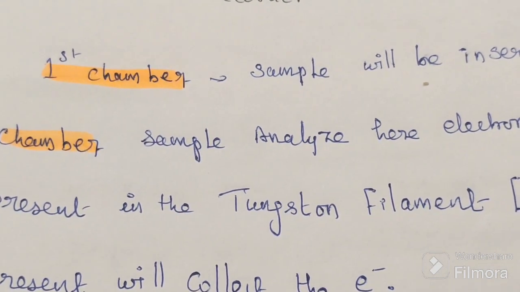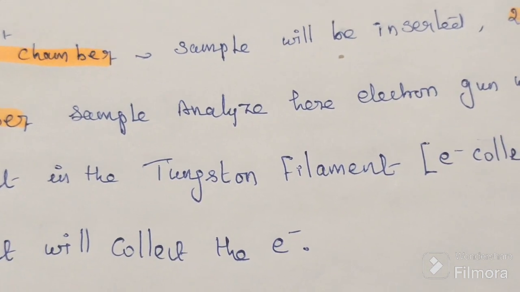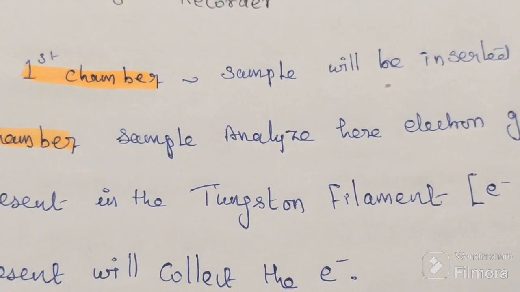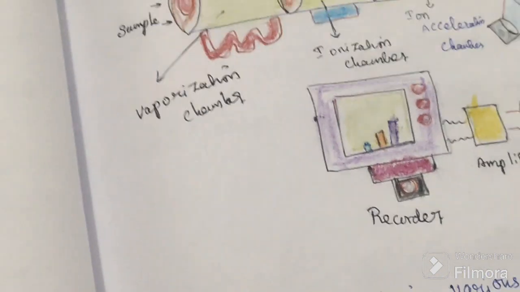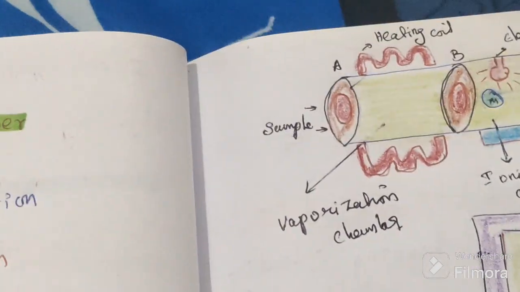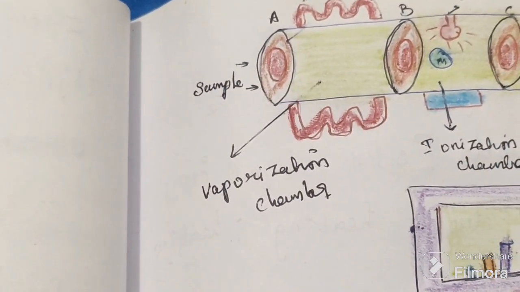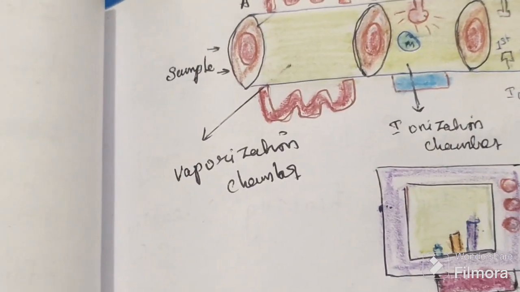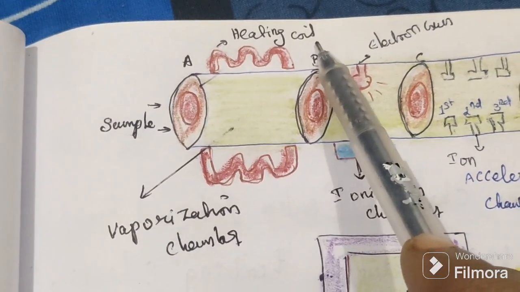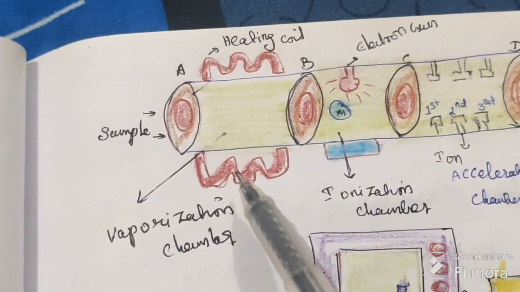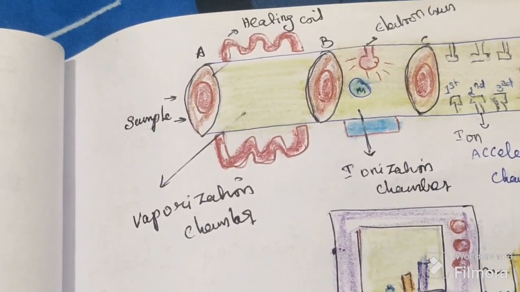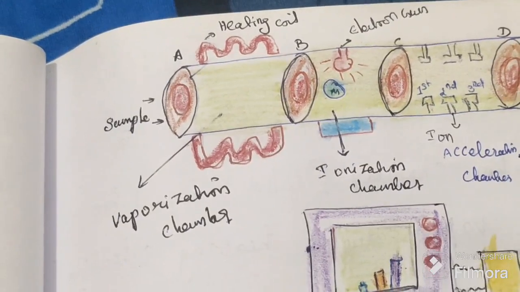It will be converted into vaporized form due to heating, and the heating is given by the heating coil. Here we insert the sample, solid or liquid. All the samples will be converted into vapor form because of the heating, and this is needed for ionization.